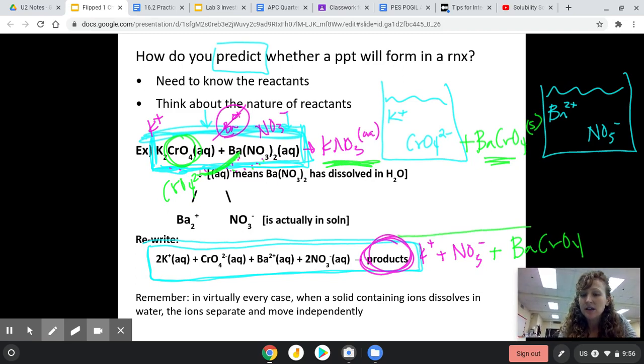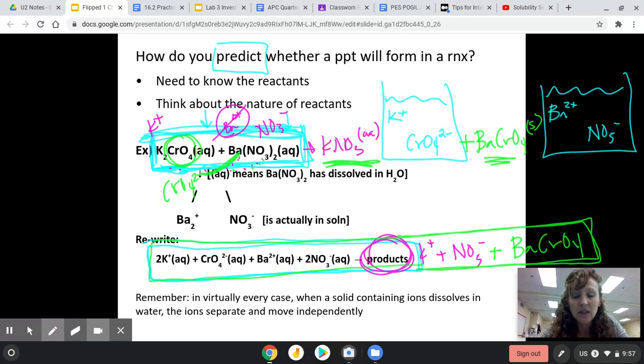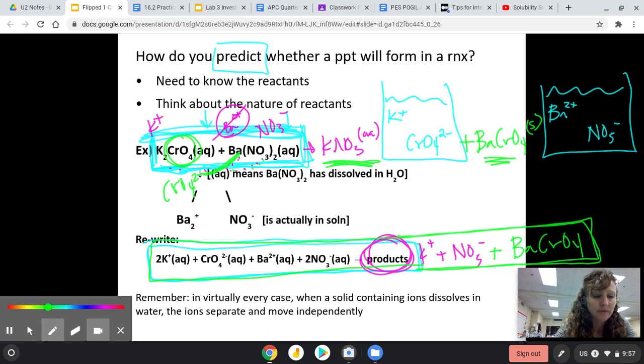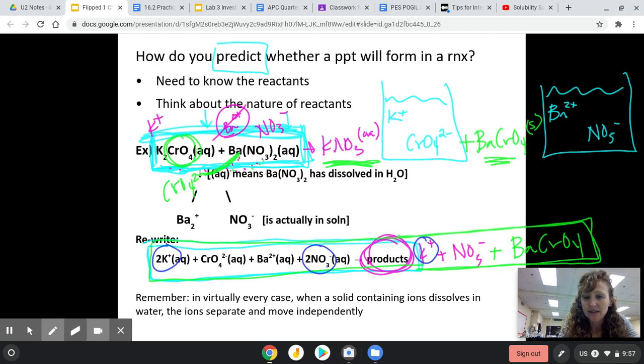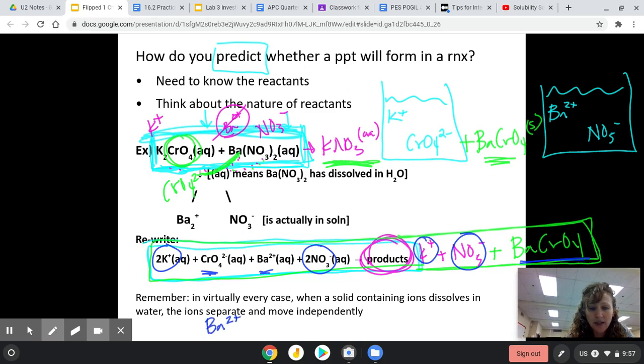So we can see here, here's our complete ionic equation, with the complete ions written into an equation. And now we can look at this and cross off spectators. So take a minute, maybe pause the video, and identify where the spectators are. Hopefully you have recognized that potassium is a spectator, nitrate is a spectator, chromate has changed form, barium has changed form. And so my net ionic equation would be Ba2+ plus CrO4 2- yields BaCrO4.